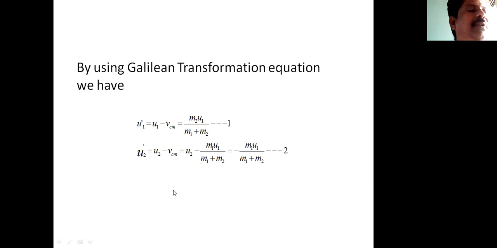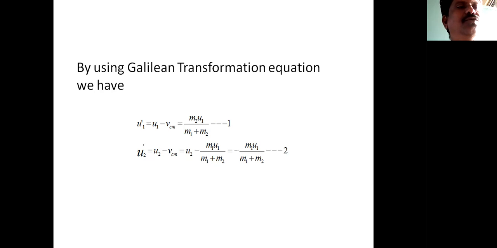This shows that VCM, the velocity of center of mass, and u1 have the same direction. What does it indicate? The velocity of the center of mass and u1, the velocity of the first particle, have the same direction. Okay. Next, let us denote u1 dash and u2 dash. Let u1 dash and u2 dash be the initial velocities of those two particles, m1 and m2, before collision in the center of mass frame.